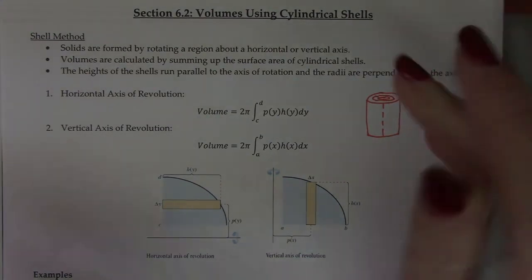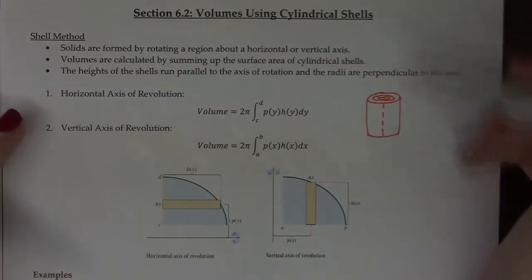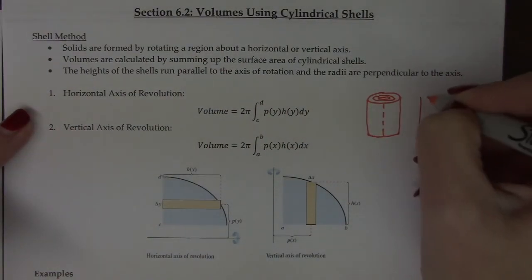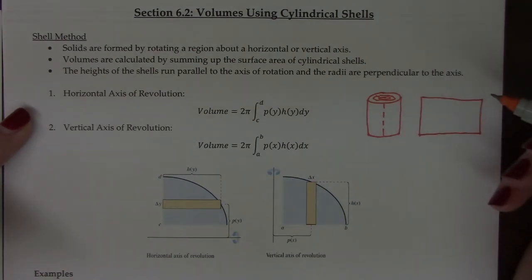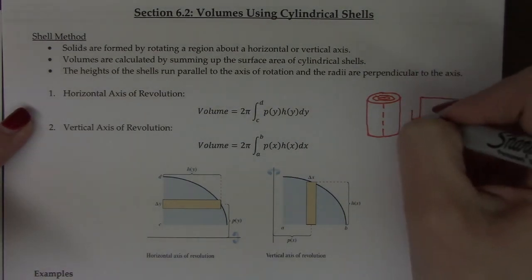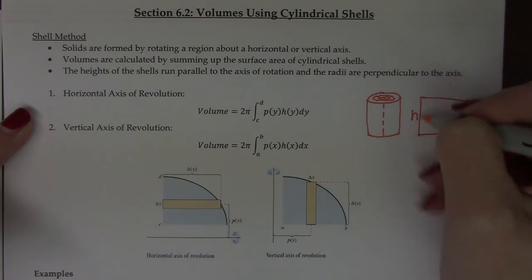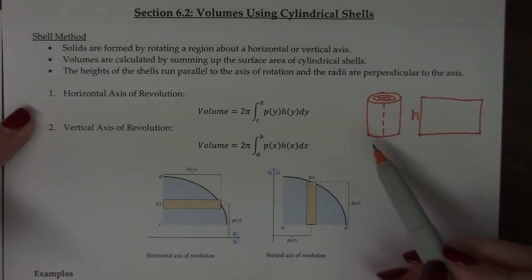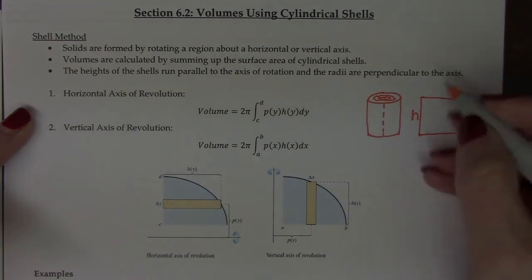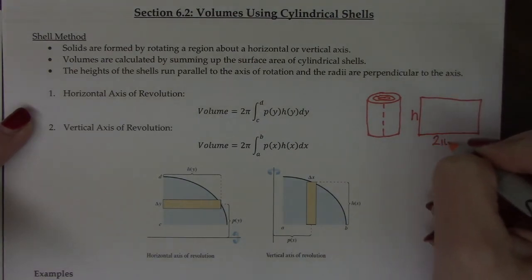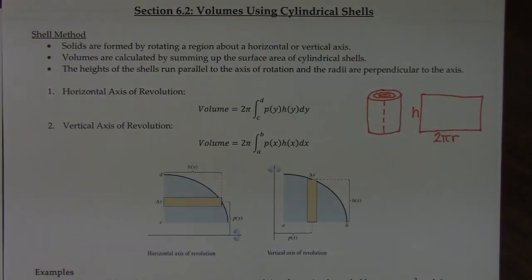So if we take these and we slice them and we just peel them off like layers, what you're going to get are rectangles, right? And if you want the area of this rectangle, well, the height of the cylinder is the height of the rectangle, but the length of the rectangle is actually the circumference of the circle created. And the circumference of a circle is 2 pi r.